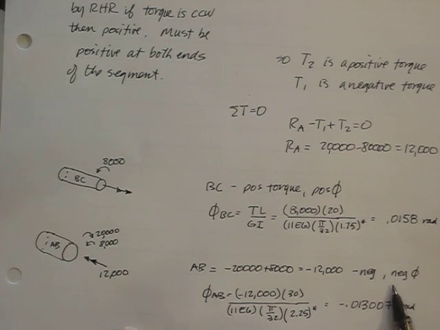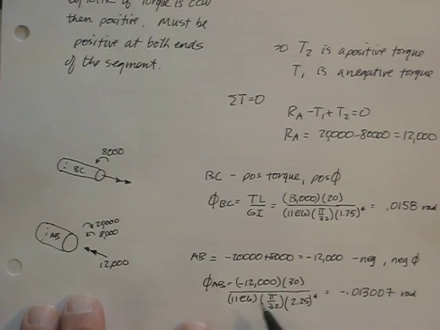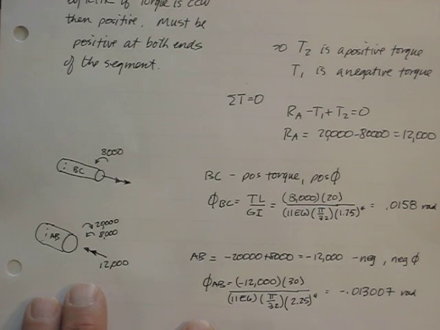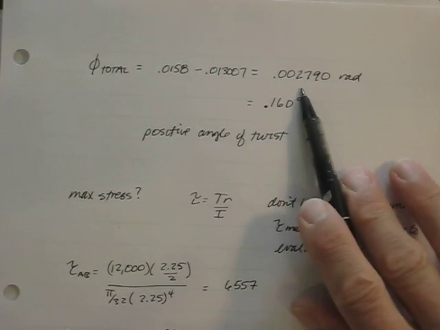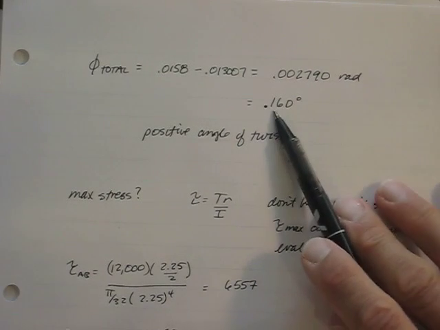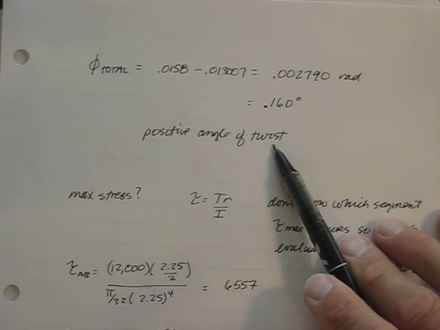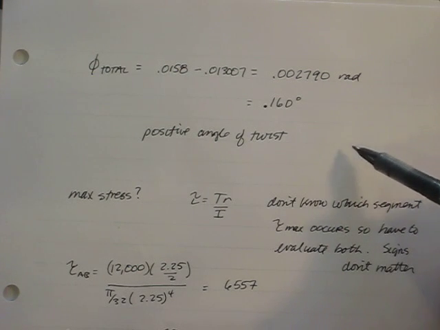So I can add those up. I get a negative phi. I can find the displacement: minus 12,000 times the length of 30. It has a different diameter down here, 2.25 inches in diameter, and I get a negative phi of 0.013 radians. I add those together and I get that the total phi is 0.00279 radians, equals 0.160 degrees. And it is a positive number. That means it has a total positive angle, so it is twisting just a little bit in that direction.